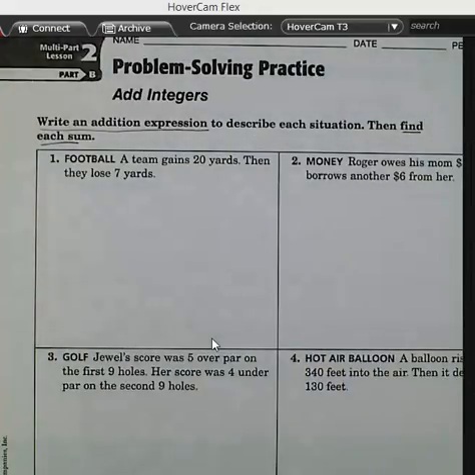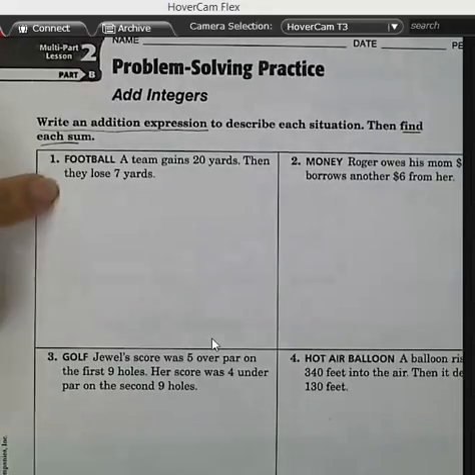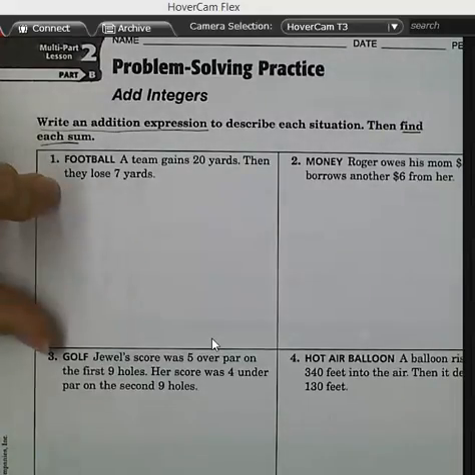What do we star in story problems? What do we put stars by on story problems, Maddie? Important information. And so if we are going to write an addition expression and find the sum for number 1, what keywords or numbers are going to be important to help us do so, Zach?